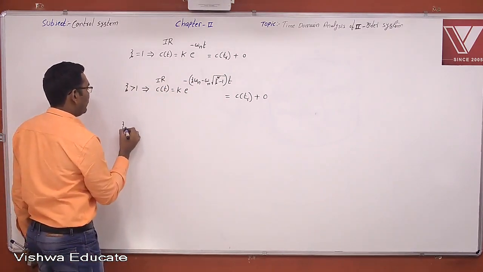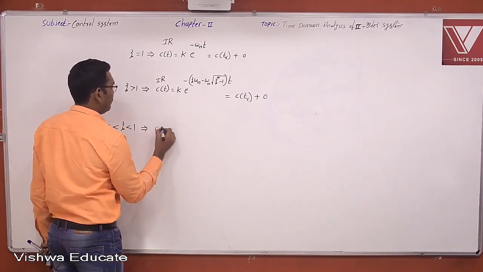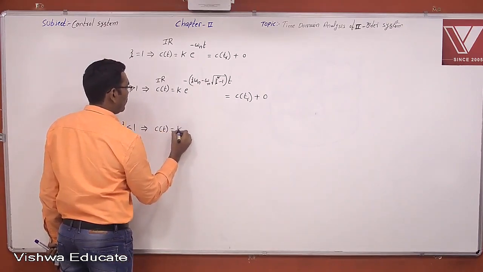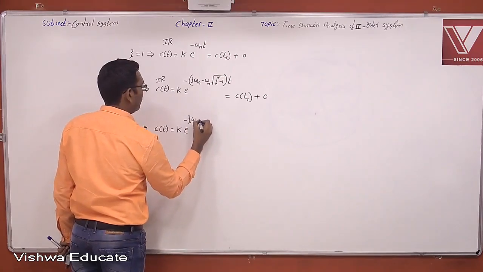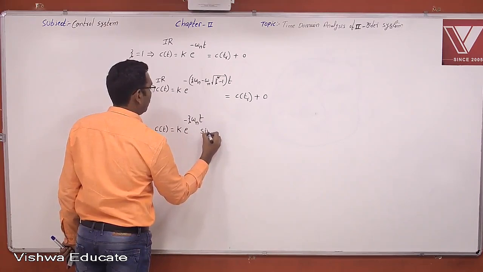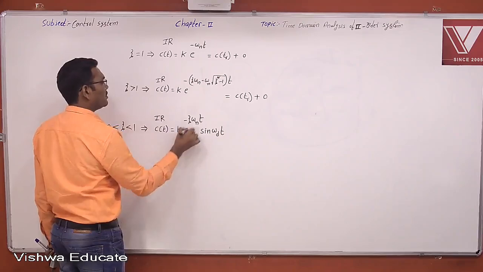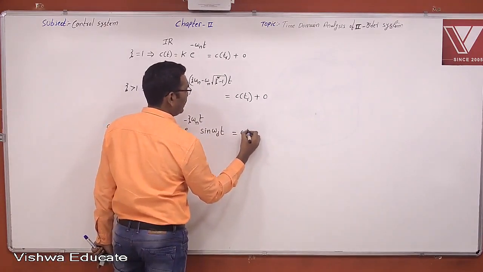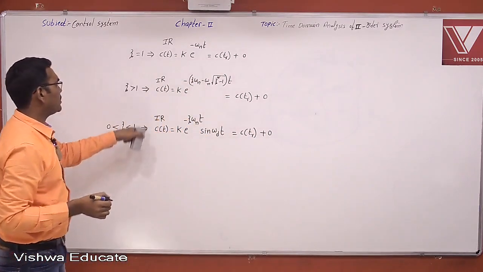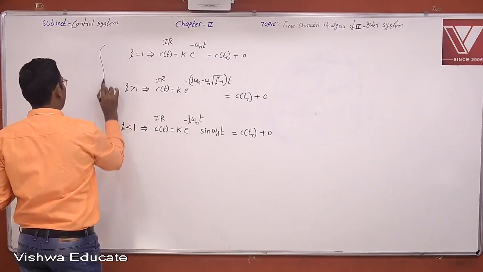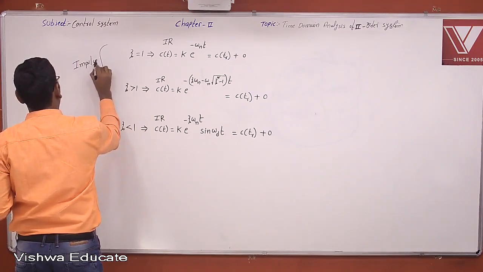Now when damping factor zeta is less than 1 and greater than 0, the impulse response is equal to k into e power minus zeta omega n into t sine omega d into t. Again, as t tends to infinity, this value is 0. This is only a transient term, there is no steady state term. All these are the impulse responses of the second order system.